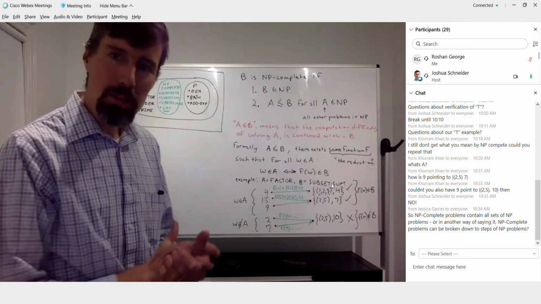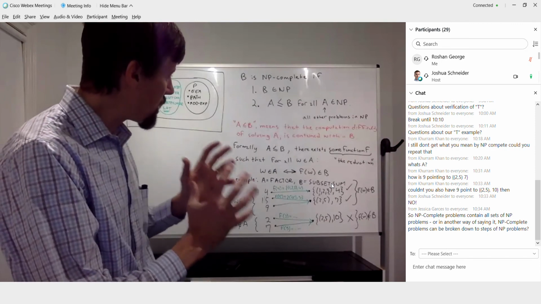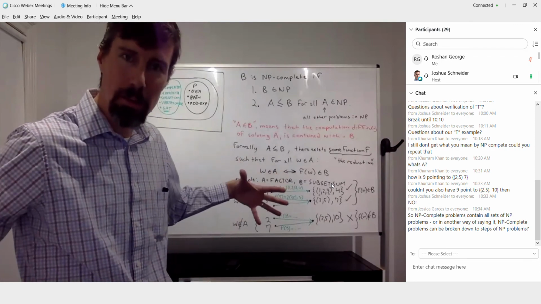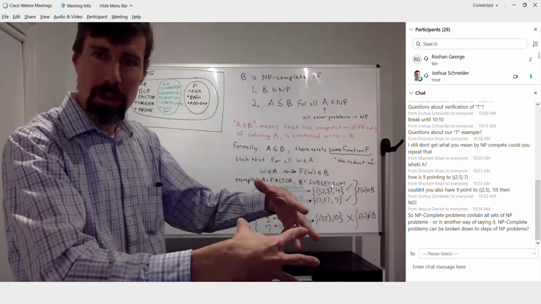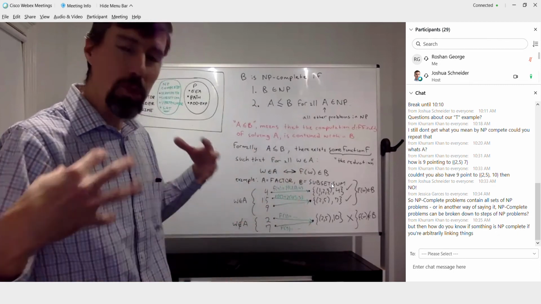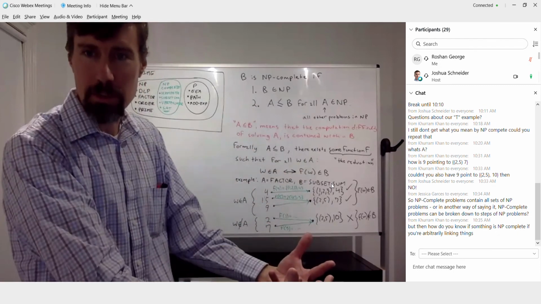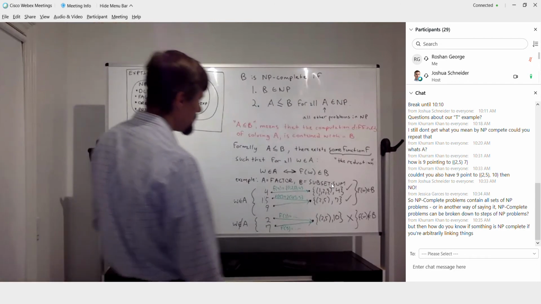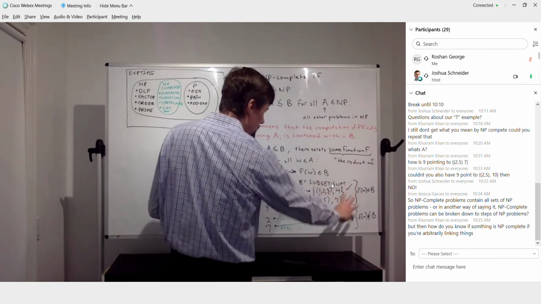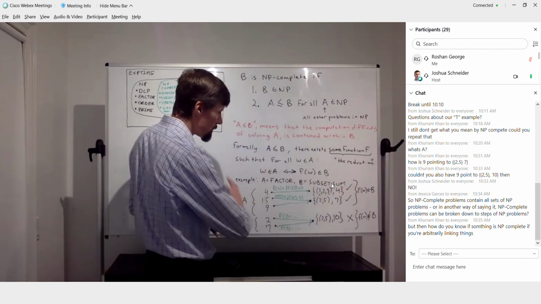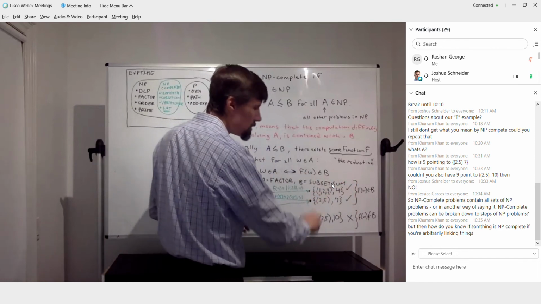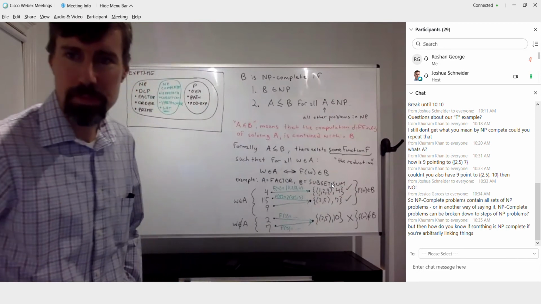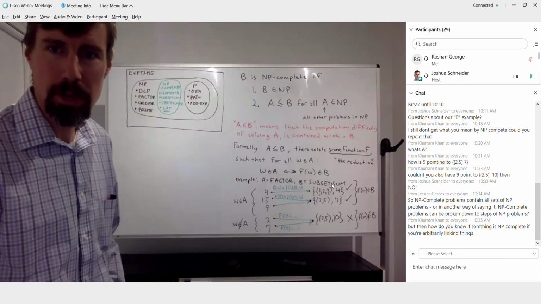So NP complete problems are the elite difficulty problems. Everything that's beneath them can be reduced to them, but you can't take something that's more complex and reduce it to something simple. That's the idea here: this has to be the more complex problem. You can't start with a complex problem and reduce it to something that's simple. That's really what it is, okay?